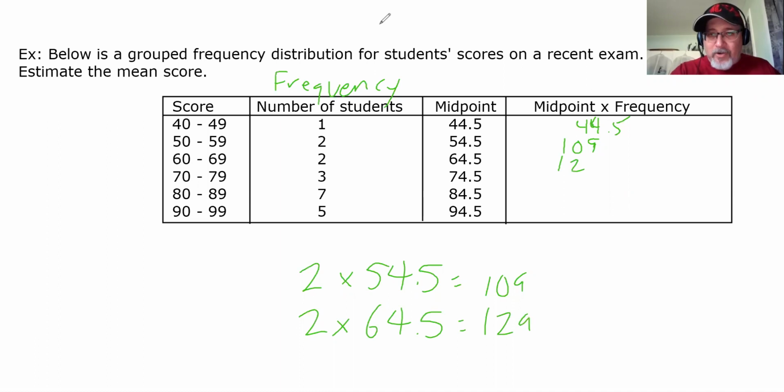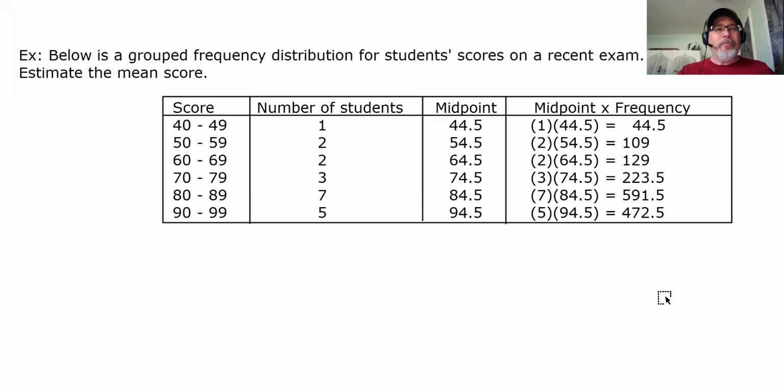Now be careful looking for a pattern over here because we're multiplying by different numbers each time. But to help add up all the scores, we're going to multiply each score, each midpoint, which is a best guess for the score in that class, times the number of times it occurred. And if we do all of them, it will end up looking like this. In each row, I wrote not only the answer, but the multiplication problem that resulted in it. For example, in the last row, there were 5 students. We're estimating that they each scored 94.5. So the sum of their scores is 5 times 94.5, which is 472.5.